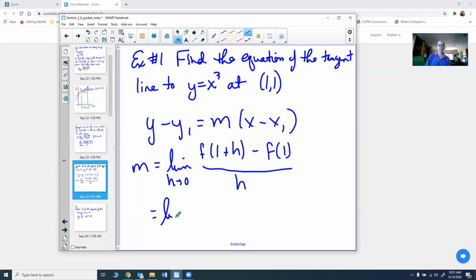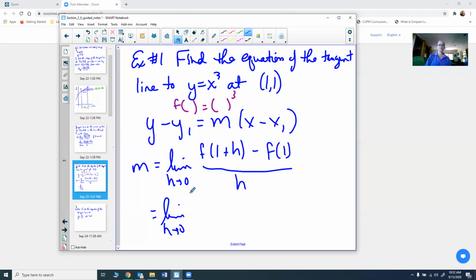So we just need to go through and calculate this. Remember, function notation is really, the x isn't important. So instead of thinking of it as f of x equals x cubed, I like to think of it as f of something equals something cubed.